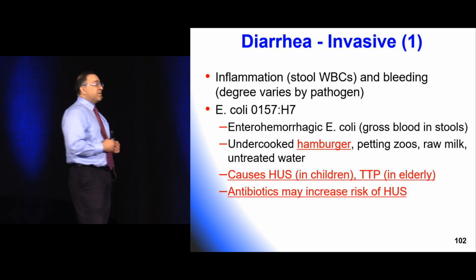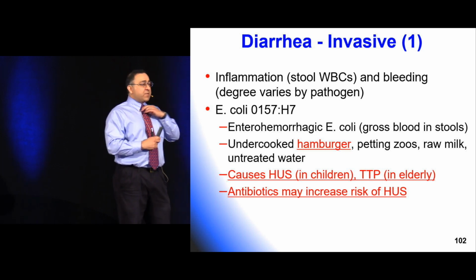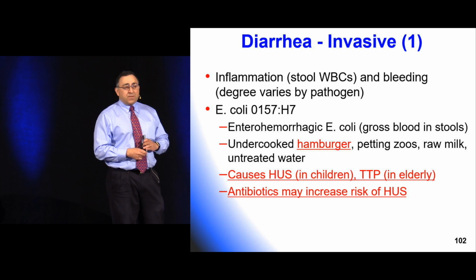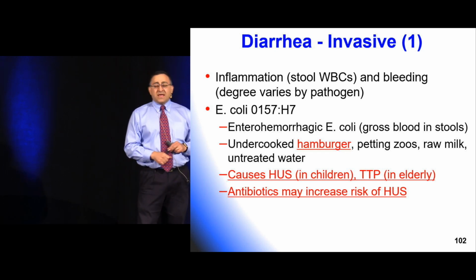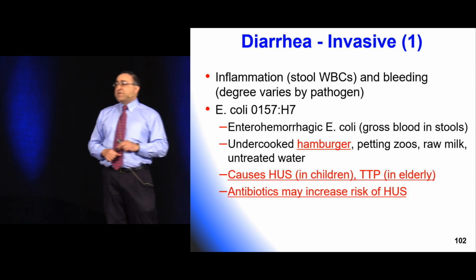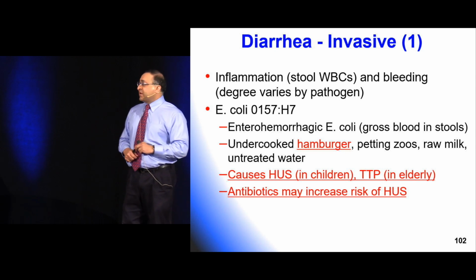Okay, so what I'm going to do as we go through these bugs, I'm just going to talk briefly, and I've highlighted in red probably the key words that you need to know about these. First of all, E. coli O157:H7, this is the enteroinvasive type of E. coli that you've got to worry about. It can be hemorrhagic. Bloody diarrhea is the key.